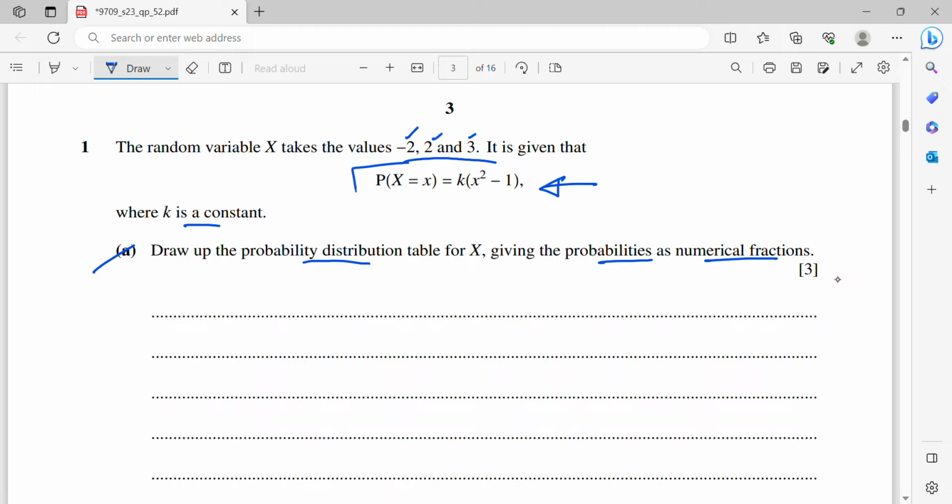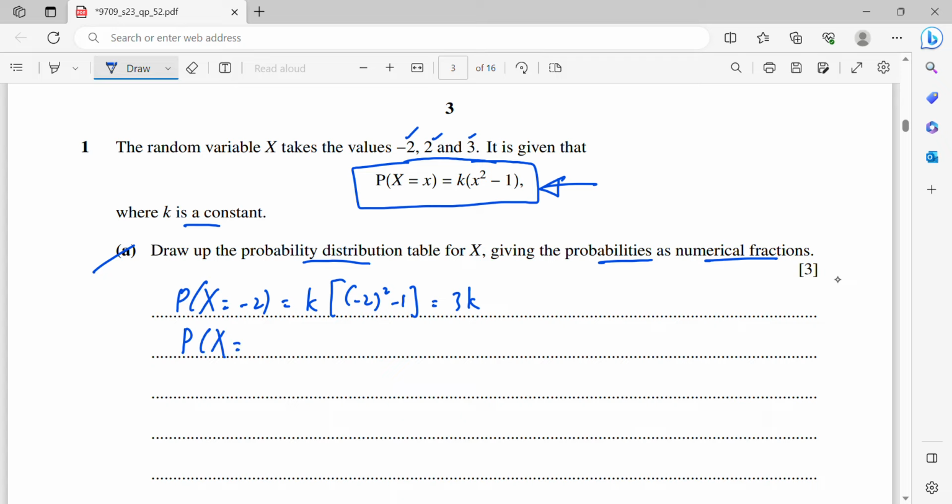Right, so I will write down the probability for each x first. P(X = -2) will be k times (-2 squared minus 1), then you will get 3k. Then P(X = 2) will be k times (2 squared minus 1), which is 3k as well. And then P(X = 3) will be k times (3 squared minus 1), which is 8k.